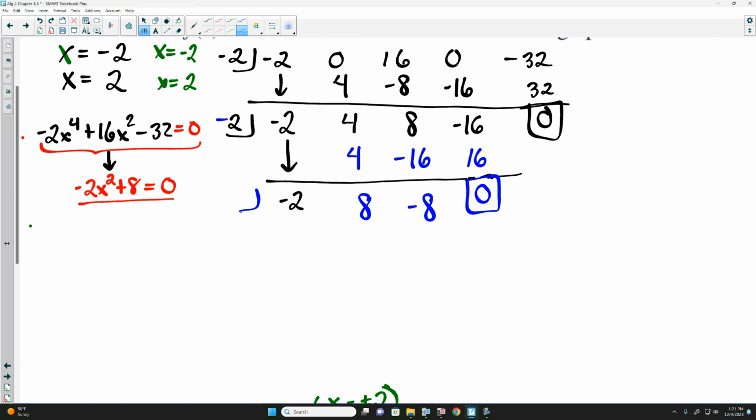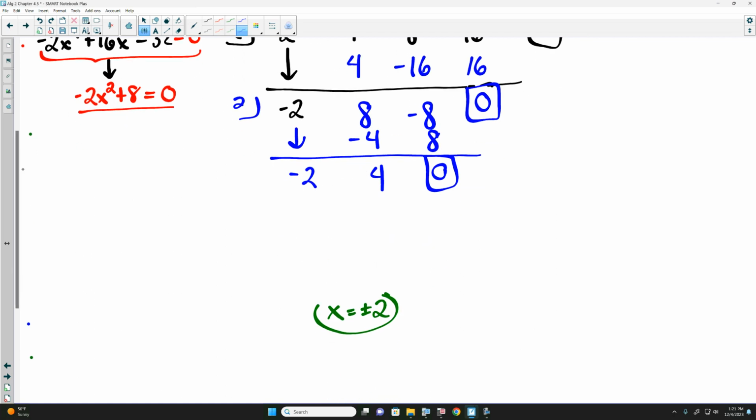If I wanted to at this point use 2, bring down the negative 2. 2 times negative 2 is negative 4. 8 plus negative 4 is 4. 2 times 4 is 8, which does indeed give me 0.